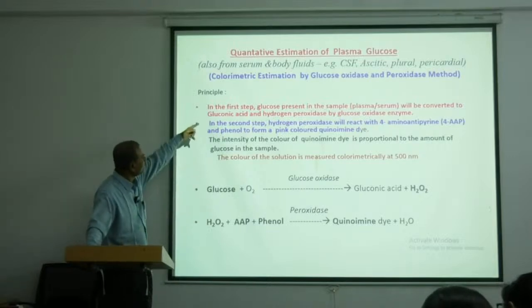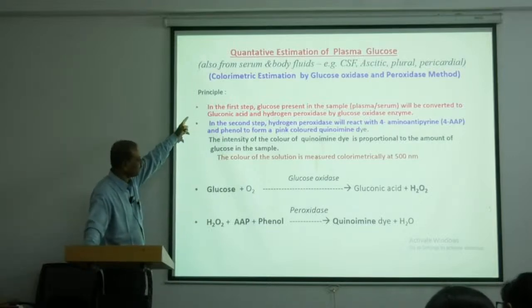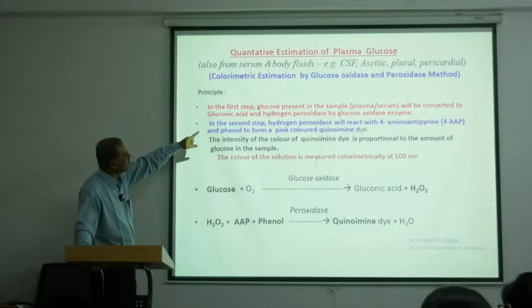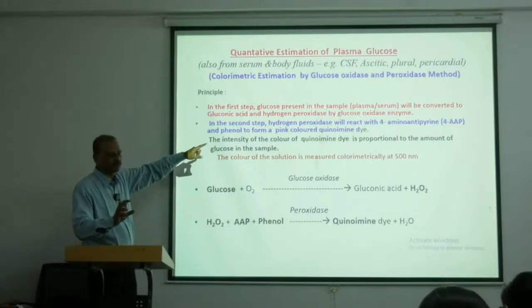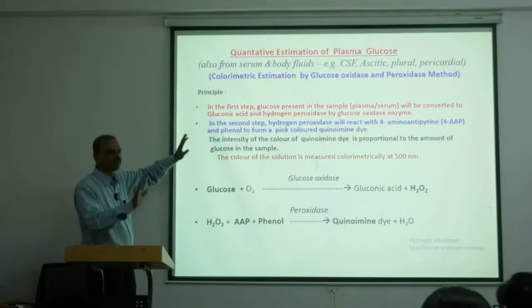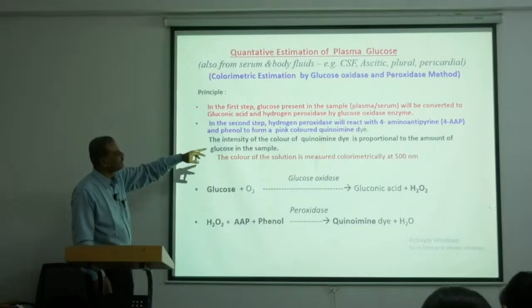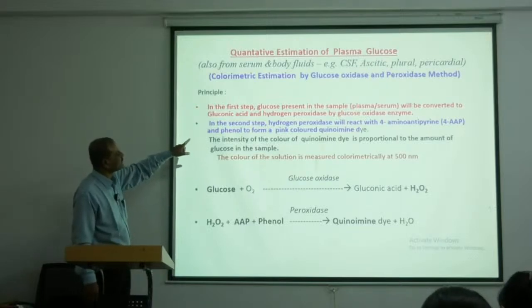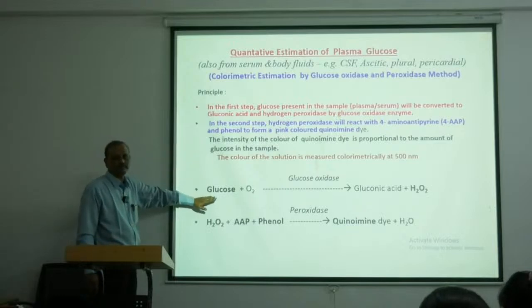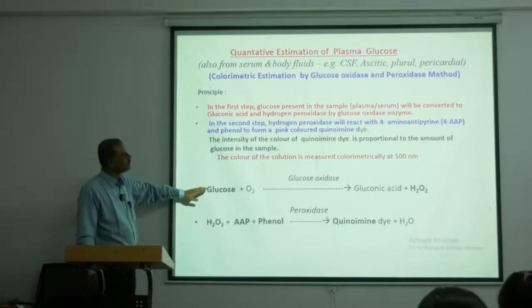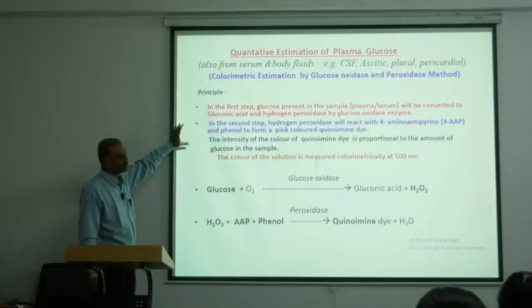So now you write down the first step, what we are doing. In the first step, glucose present in the sample, the sample in this case is plasma, not serum, but it can be measured by serum, will be converted to gluconic acid and hydrogen peroxide by glucose oxidase enzyme. Write down this thing, this is required. Only this part you must remember. What is the principle of estimation of glucose?